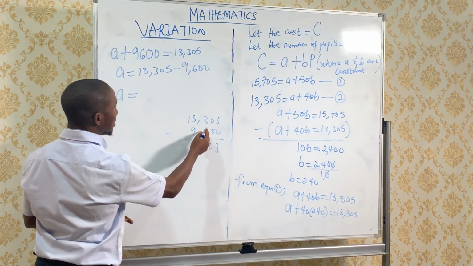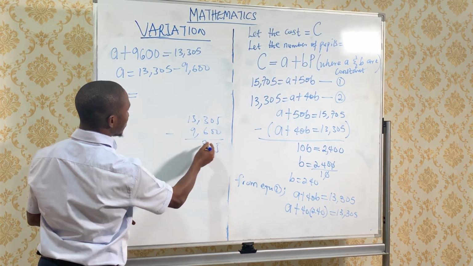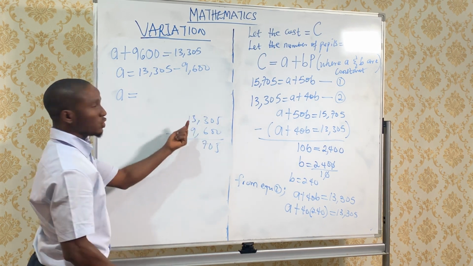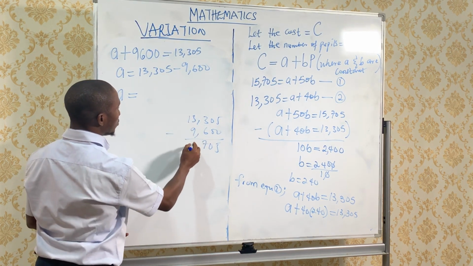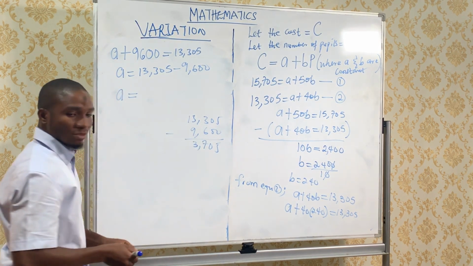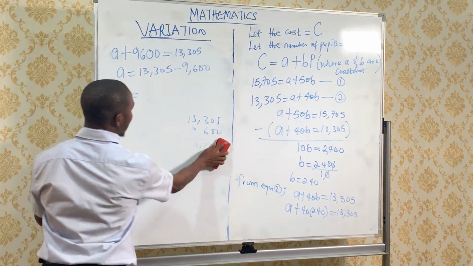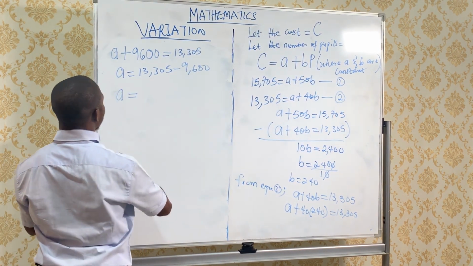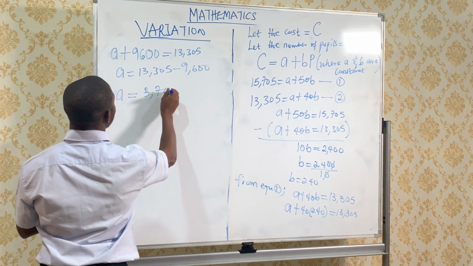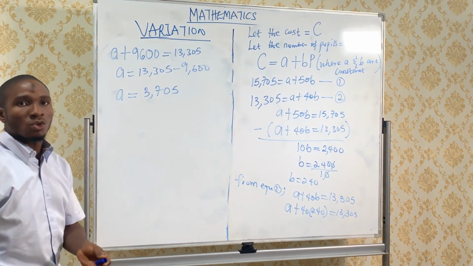This will be 13, and that will be 7. And we will be left with 12. 12 minus 9 will give us 3. That's 3,705. Now we've gotten the two constants.